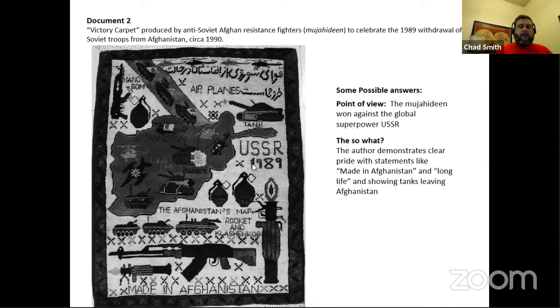So this author demonstrates her pride or his pride in several ways. By writing "Made in Afghanistan" at the bottom of the rug, by writing "Long Life" in the middle of Afghanistan, and by showing tanks, and what seems to be busted tanks, leaving Afghanistan, returning to the Soviet Union. Again, this is one of many different possible ways to analyze the source of this document. So if you came up with another way, please take time to talk to your teacher about it and ask how your response works out.